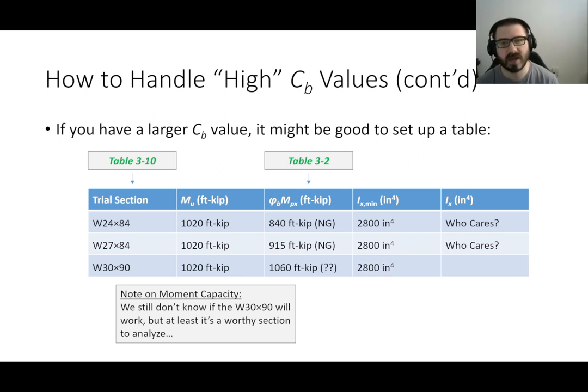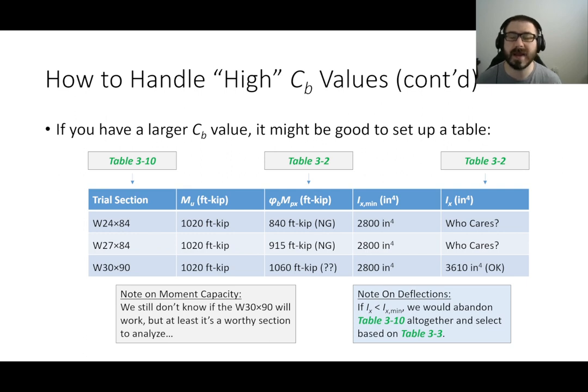As for the 2,800 inches to the fourth, now it's probably a good time to actually report the moment of inertia of a W30 by 90, and it's 3610. So this is going to work. So now we've got something that's worth analyzing. And I would say at this point that if your moment of inertia is still no good, abandon this table 3-10 iteration altogether and just pick a section based on table 3-3, because serviceability is most likely going to govern your design.